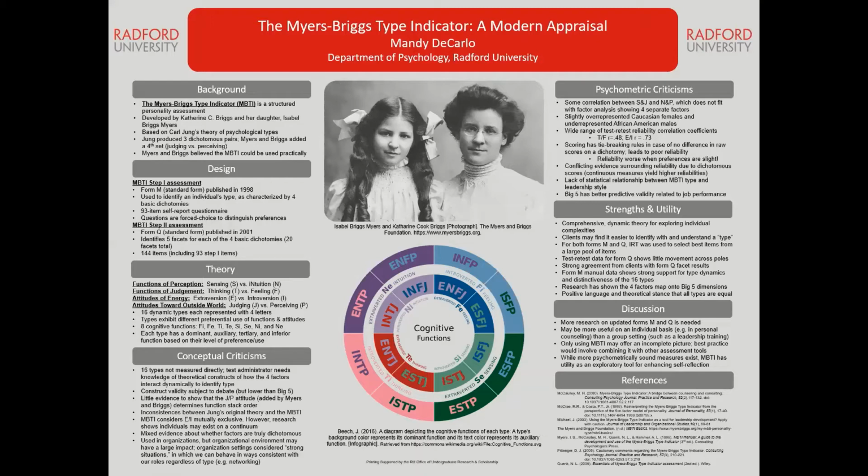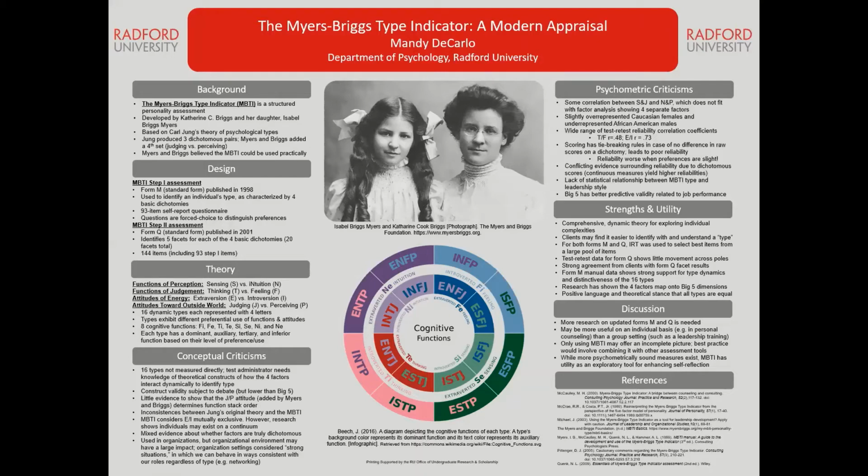So step 1 is a 93-item self-report questionnaire, and questions are forced choice so that individuals need to make a decision about their preferences, and this is what allows the assessor, the test administrator, to help determine that person's type. The step 2 assessment is just a more in-depth version of the personality assessment. So step 2 also includes the 93 items for step 1, but Form Q is used for the step 2 assessment. It was published in 2001, and this further breaks down those 4 basic dichotomies into 5 facets each.